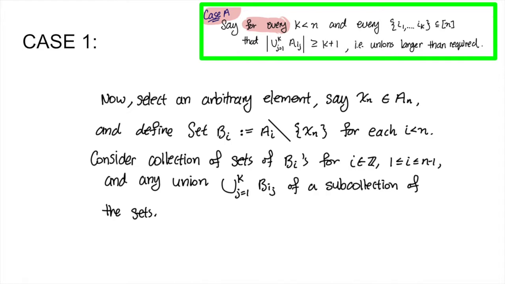So, for case 1, to prove this, you select an arbitrary element xn from the last set of the set system, which is An. And then you define n-1 new sets, B's, where Bi is defined as Ai remove xn for all positive integers i strictly less than n. Now, for each k strictly less than n, there are two cases for the size of the union of all corresponding B's.